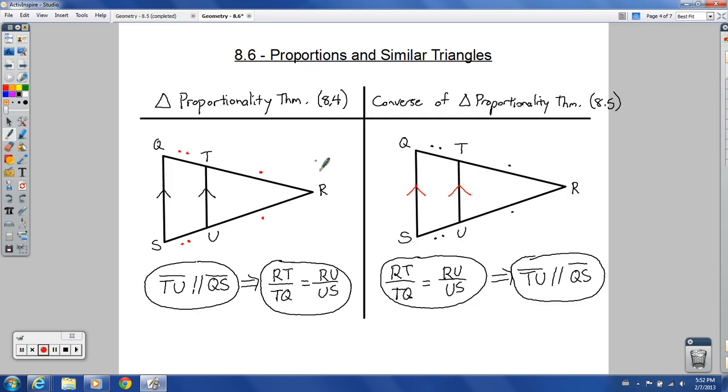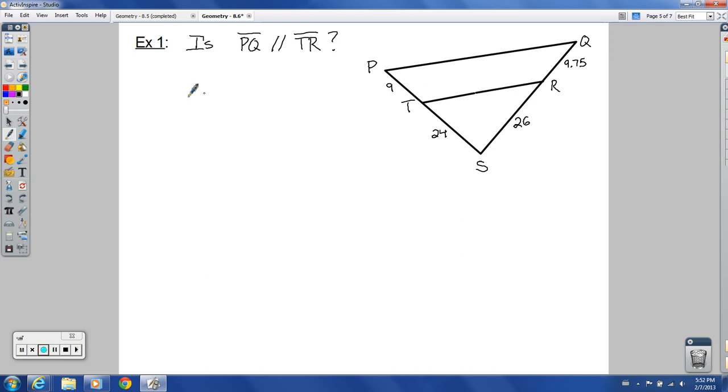Well, let's see. We're not using this one because we're not starting with parallel. We're using the converse. We're trying to prove the red stuff. So we're starting with black things. We're gonna see if that's equal to that. We're gonna use that, see if it's proportional. So PT over TS. I could use that.